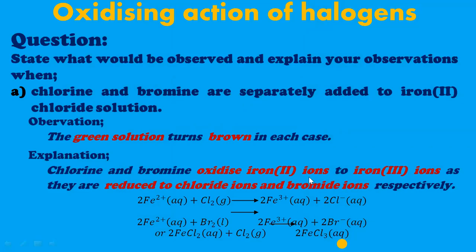Chlorine or bromine oxidize iron 2 ions to iron 3 ions, as it is reduced to chloride ions or bromide ions respectively, depending on what you're using. If you're using chlorine, it's reduced to chloride ions. If you're using bromine, it's reduced to bromide ions. Any question in chemistry that involves an explanation, which is inorganic and eventually will involve an equation, the equation should be part of your explanation. So after writing the explanation, follow that with an equation as shown below. Hope that's very clear, members.